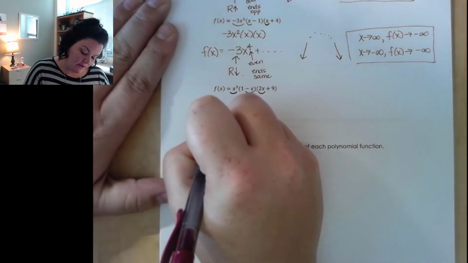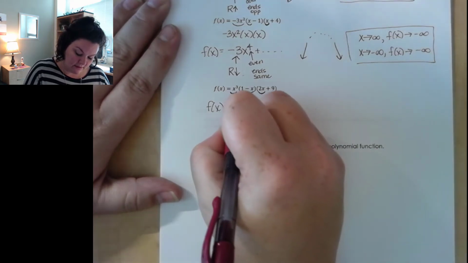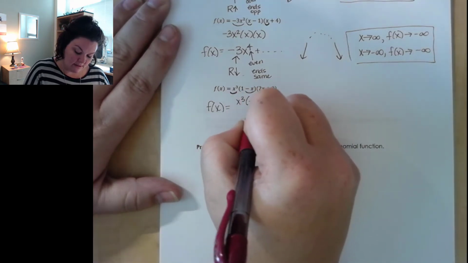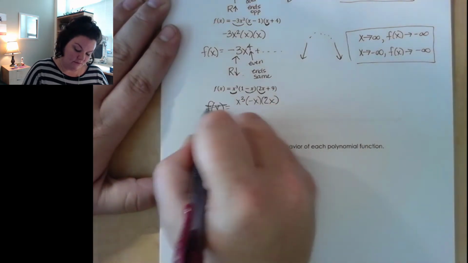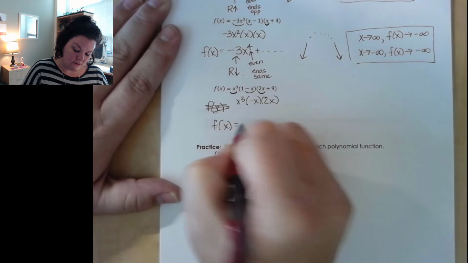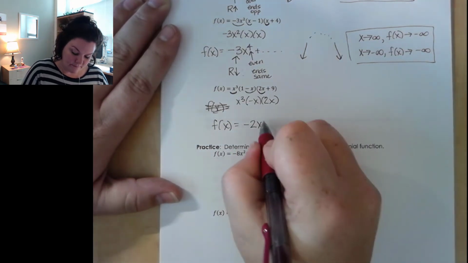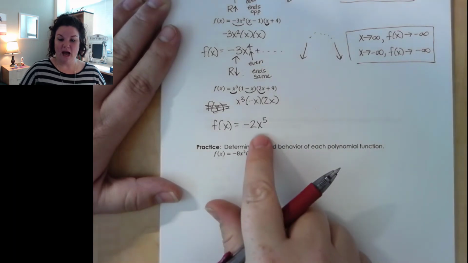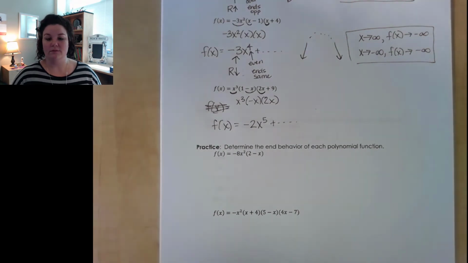So I know that f of x is the same thing as, and when I multiply those together, let's see, I have x cubed times negative x times 2x, right? So that's going to give me, let me move this down, f of x equals negative 2x to the what? 3, 4, 5? Okay, so that's going to be my highest degree term, and then of course I would have a bunch of other terms out there, but I'm not going to multiply it all out.